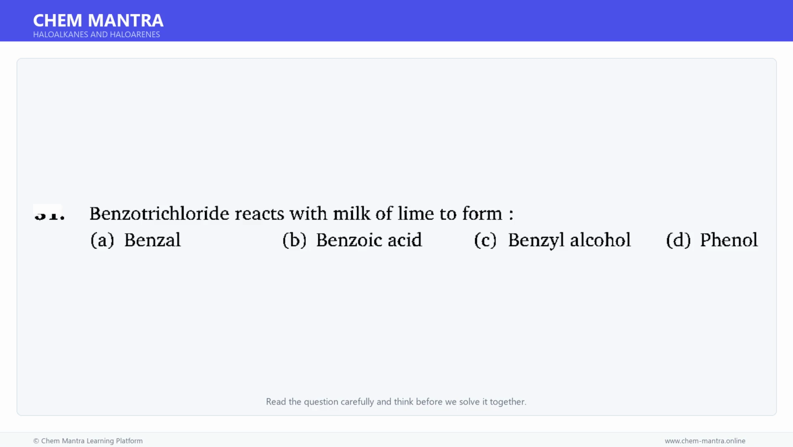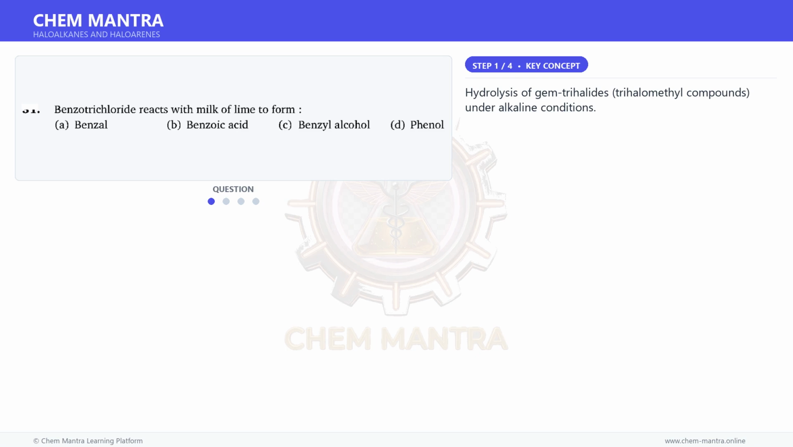Here is a question. Read it carefully and think about the answer. Let us solve it step by step. Let us first understand the key concept here. Hydrolysis of gem-trihalides, trihalomethyl compounds, under alkaline conditions.